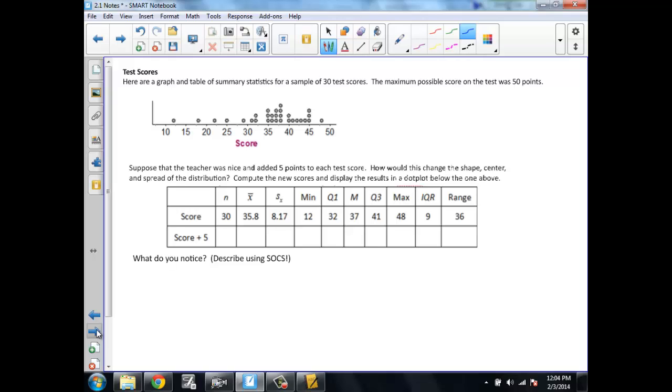We've got test scores. Suppose the teacher was nice and added 5 points to each test score. How would this change shape, center, and spread? Compute the new scores and display the result in a dot plot below the one above. This is what we're going to do.